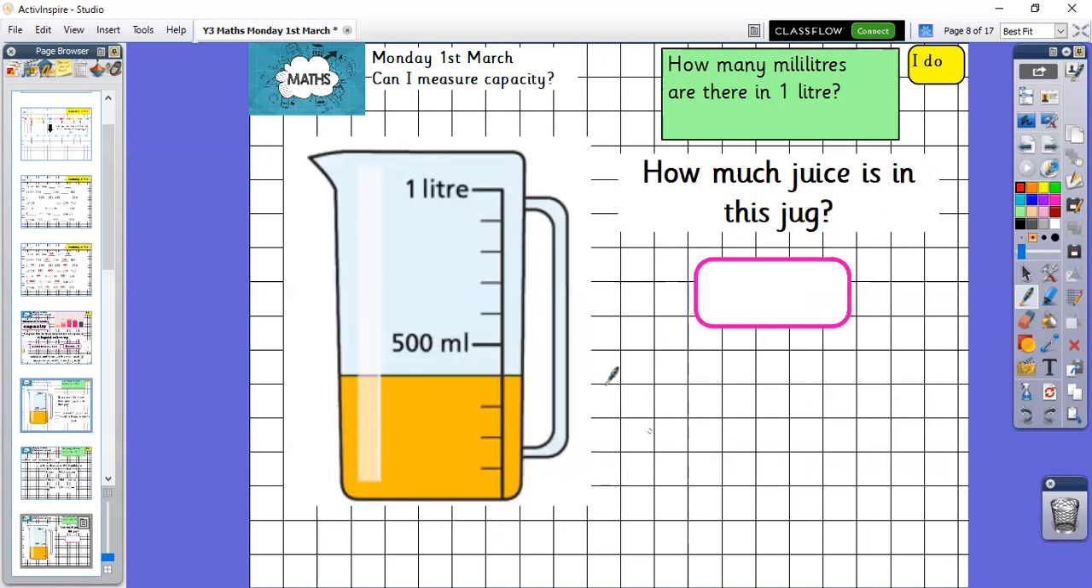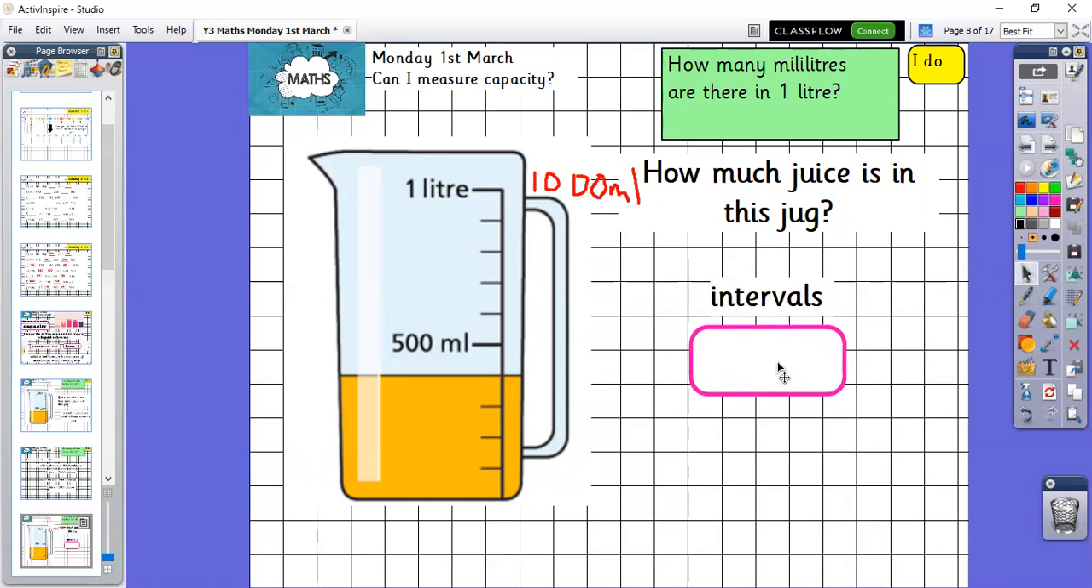So when we're looking at this jug, if we know that this is 1 litre up here, we also know that's the same as saying 1,000 milliliters. There we go, let's type that in there. And we can tell that this here is 500 milliliters, so ml. What we can then look at is these little lines here. Now you might think, oh, these are quite familiar. That's because they are intervals.